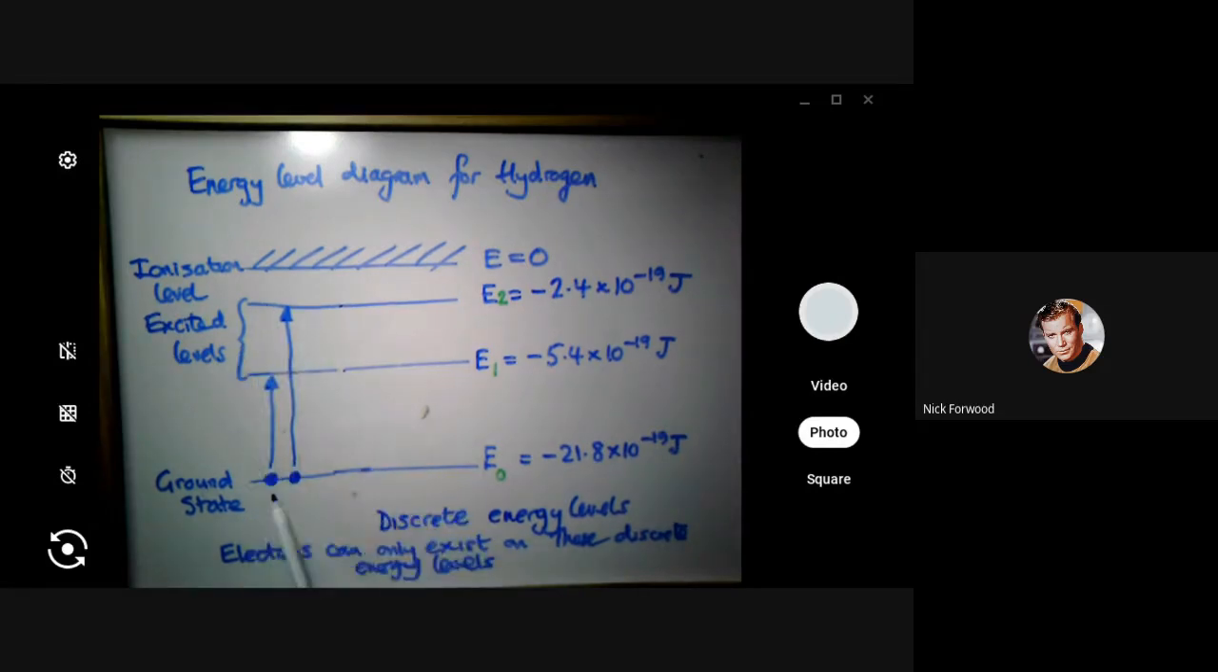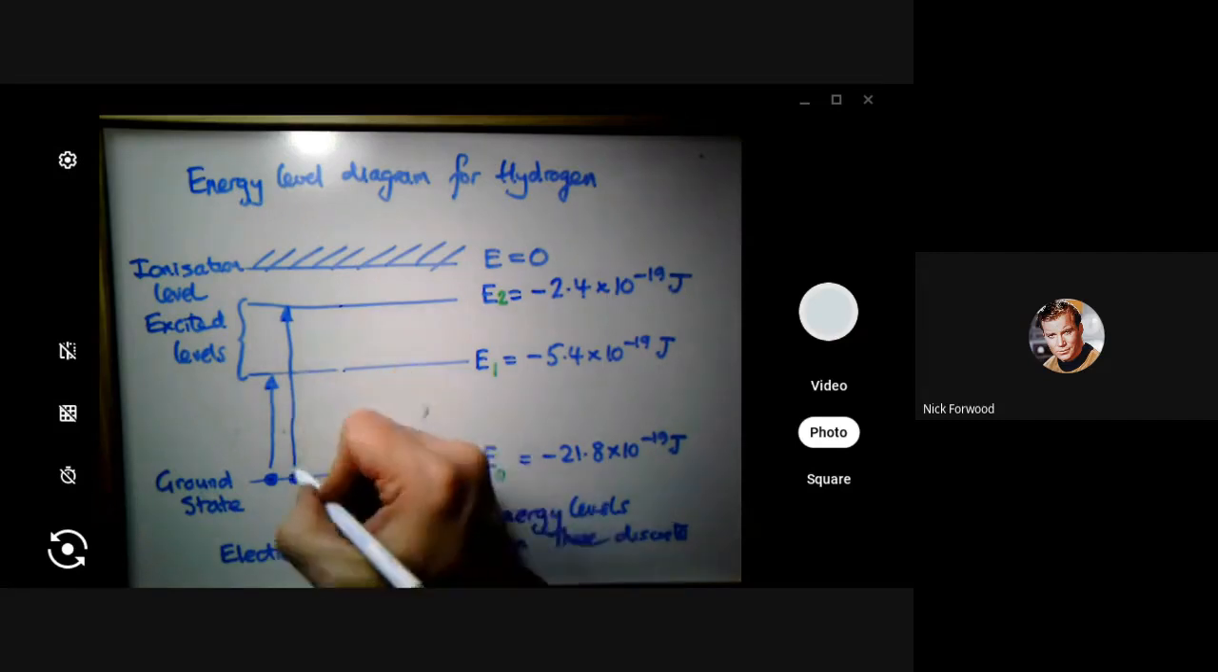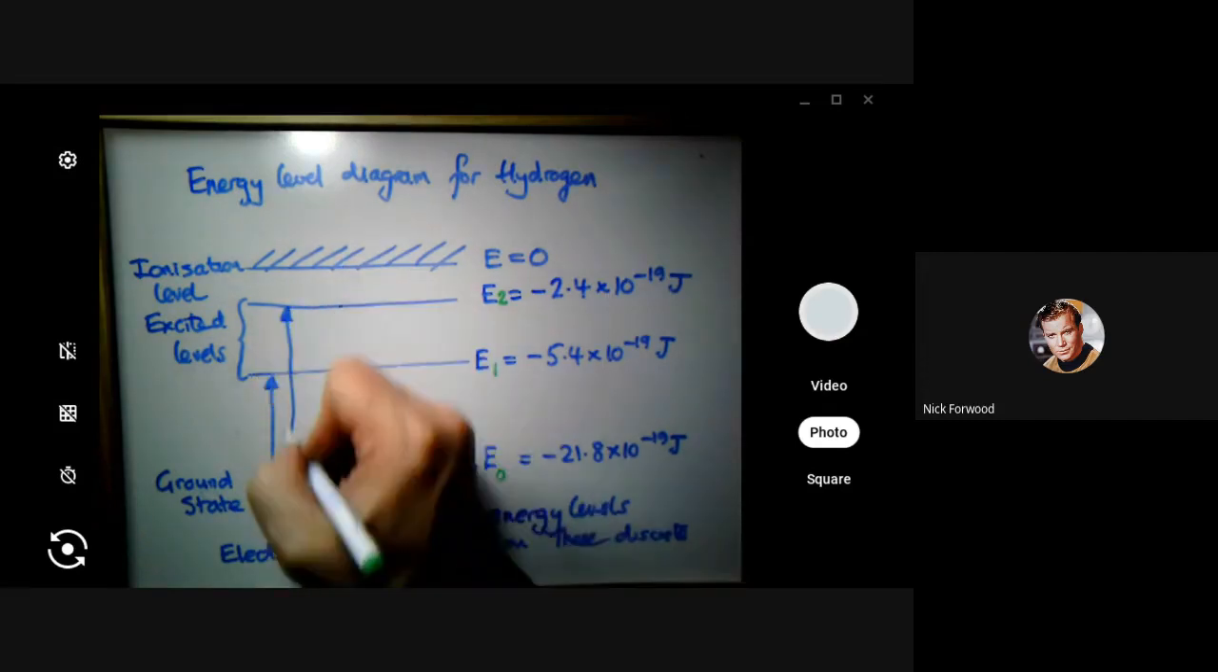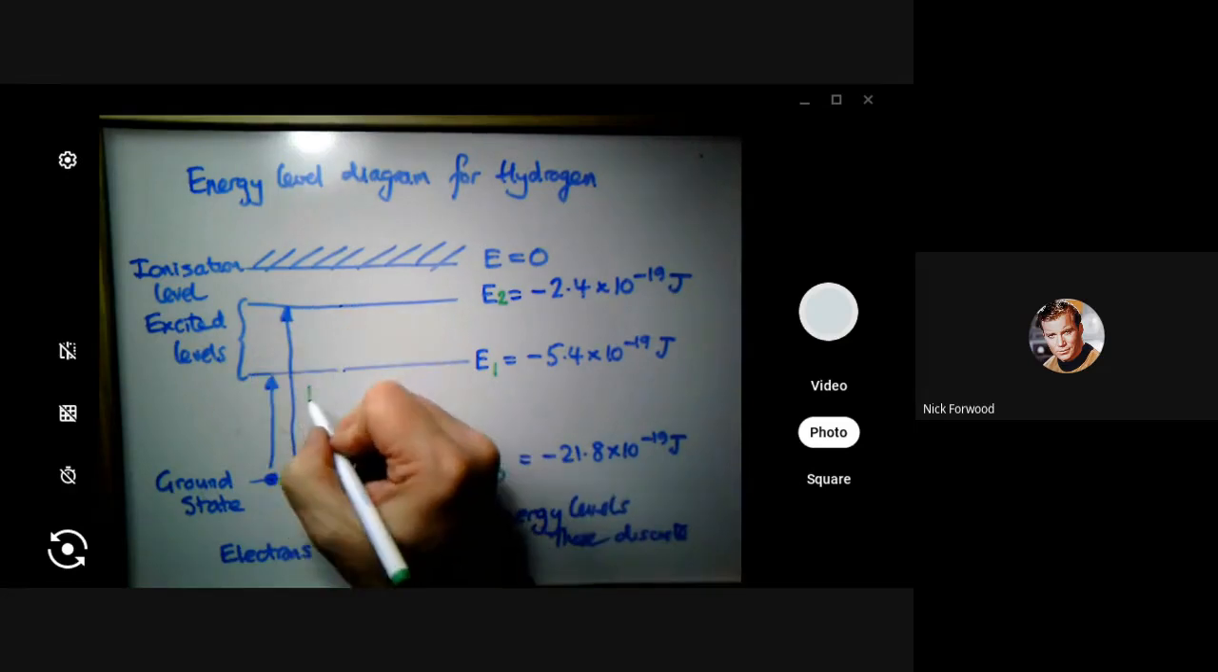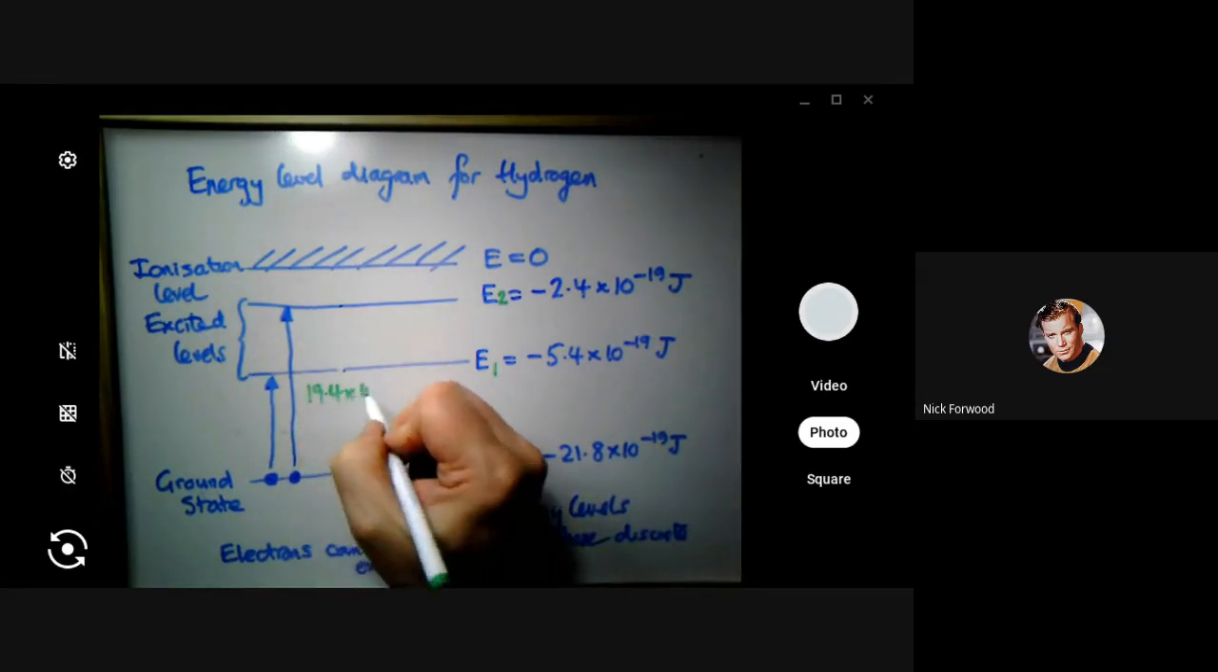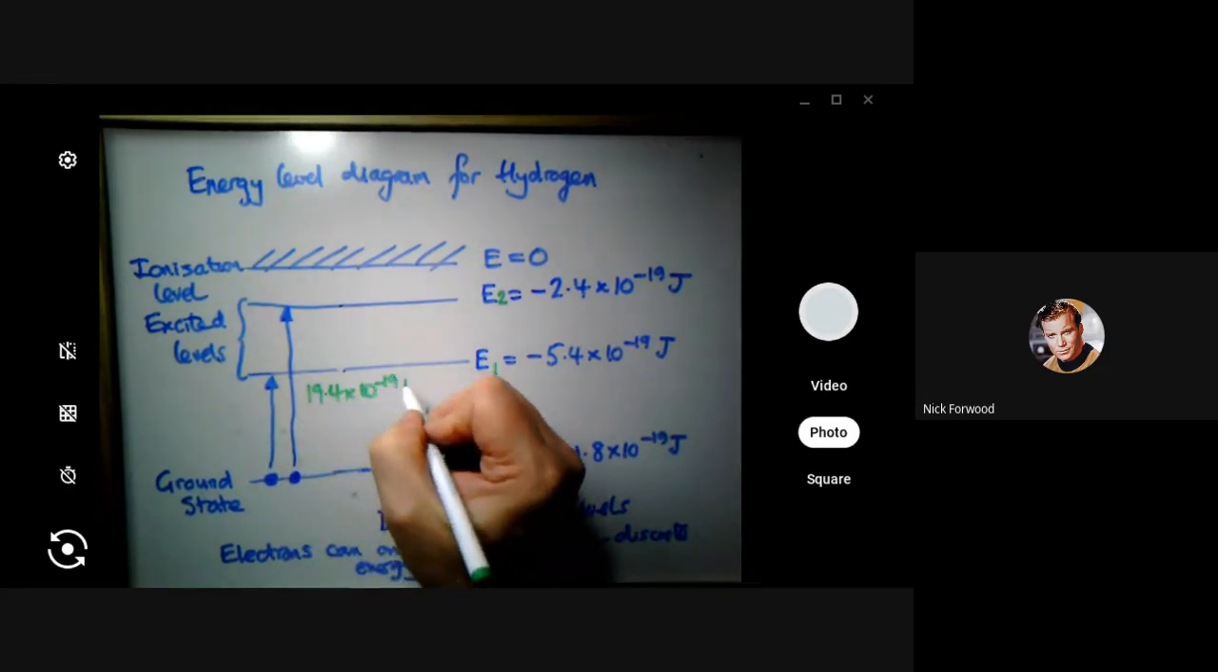Well, it's quite simple. You take your 21.8 and you subtract from it 2.4. And if I do that on my calculator, 21.8 minus 2.4 is equal to 19.4. So to make this move up here, it needs 19.4 times 10 to the negative 19 joules.